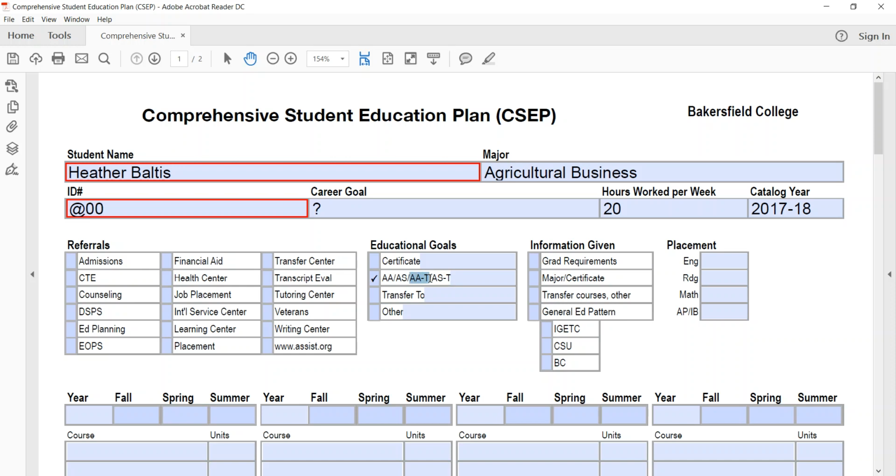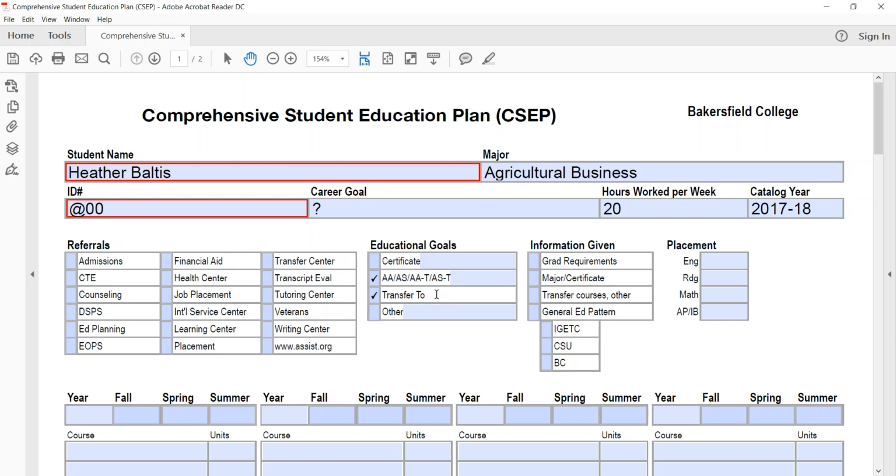The AAT and the AST in particular is a relationship that we've formed with the CSUs. So if your major has an AAT or an AST, this means that you're guaranteed admission into a CSU. It may not be the CSU that you would like to go to, but you're definitely guaranteed into one of them. All of these, however, get you to that four-year university. So just because it may not have a T doesn't mean that you can't transfer. All of them transfer over.